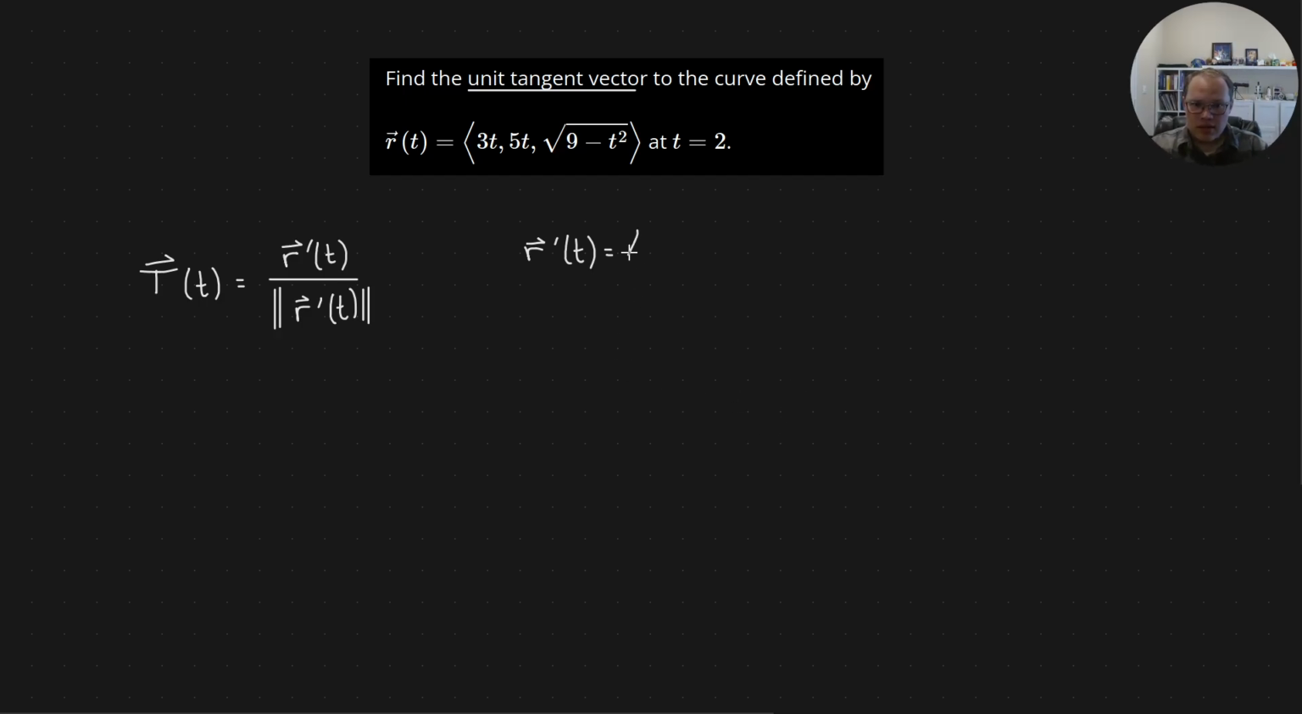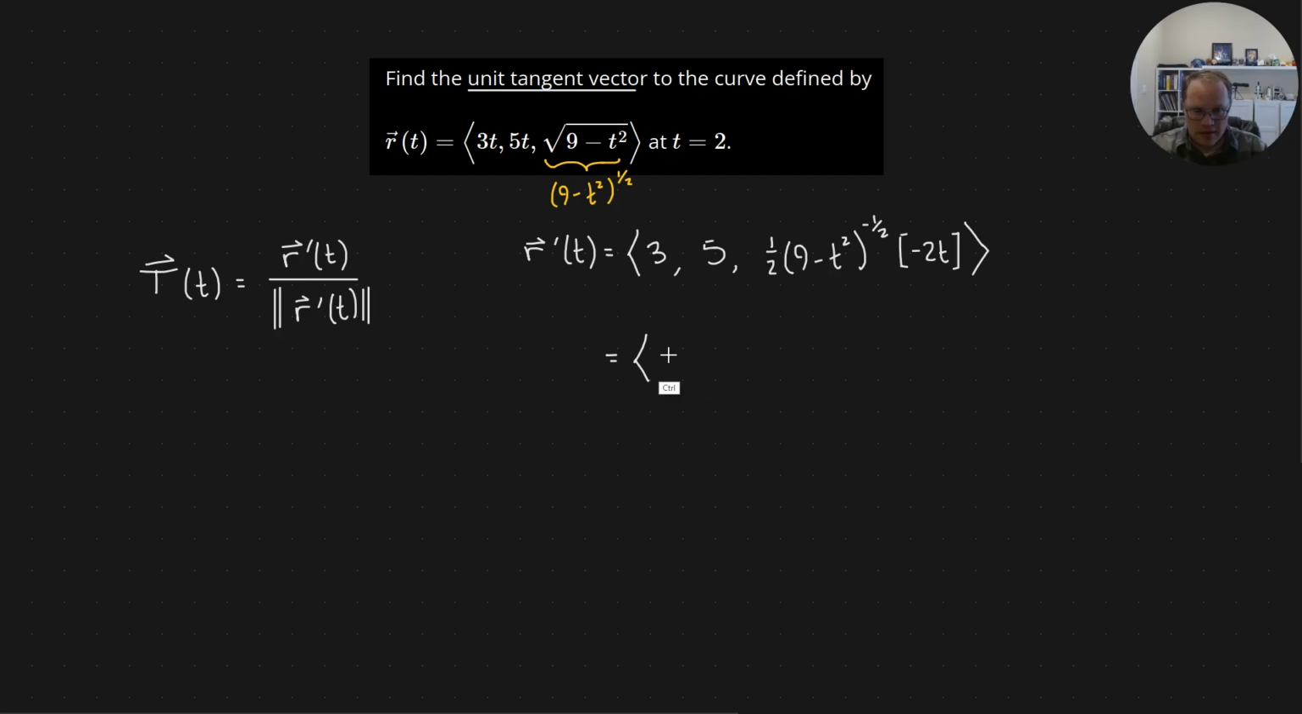which in this case is 3, 5, and then here 9 minus t squared under a root. It's 9 minus t squared to the half, remember. So we need a power rule and a chain rule. So I'm going to apply the power rule to the outside first. Bring down the power, subtract 1 from the power, and then multiply by the derivative on the inside based on the chain rule. The derivative of 9 minus t squared is negative 2t.